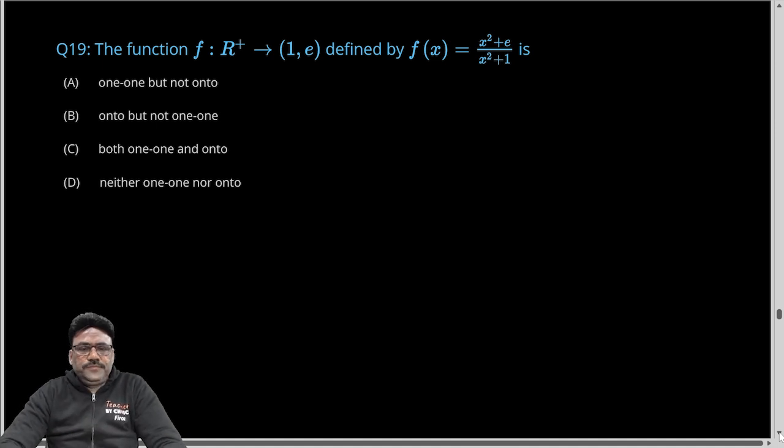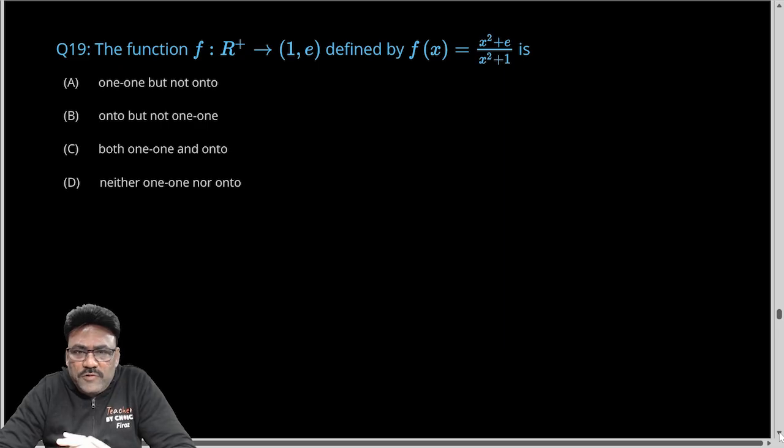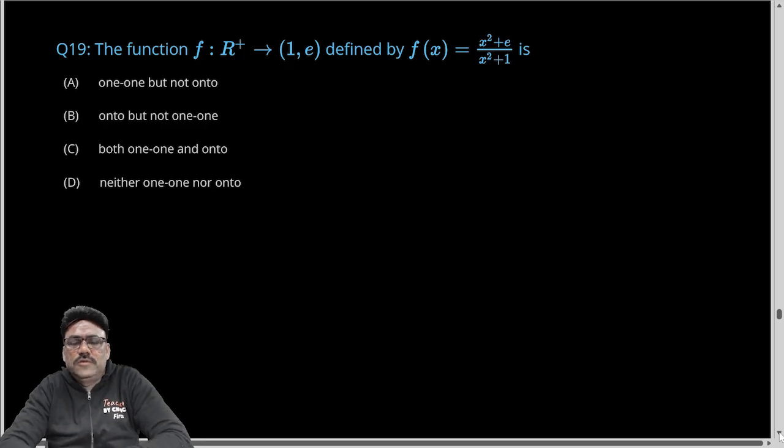See this question. A function is given to you. Domain of the function is R plus, means positive real numbers. Codomain is 1 to infinity, and we have to check whether it is one-one, many-one, onto, or into.